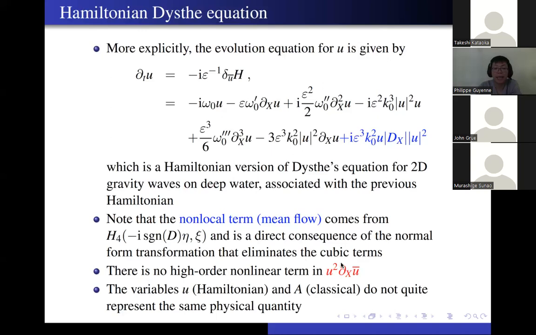Note that there are no terms in u squared partial x u bar, unlike the classical Dysthe equation. So in some sense, the Hamiltonian version is a bit simpler. And you may explain the difference between the Hamiltonian form and the non-Hamiltonian form by the fact that they don't involve the same variables. So the little u and the big A do not quite represent the same physical quantity.